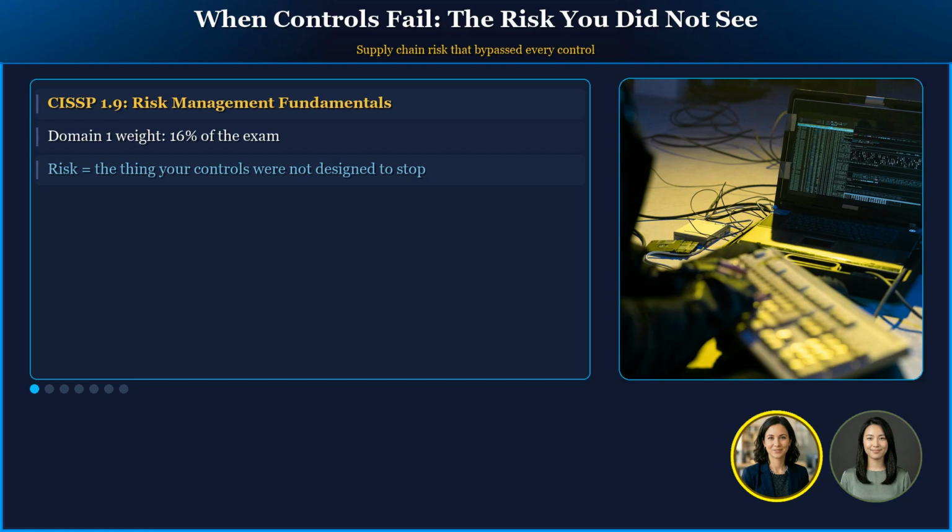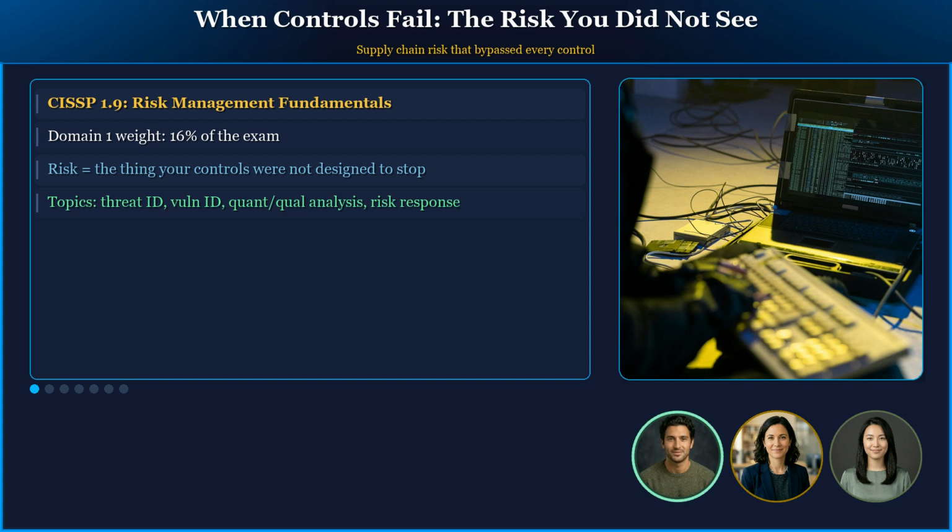That is what risk management is really about, not just the threats you know to patch, but the structured discipline of identifying, measuring, and responding to uncertainty before it becomes a breach. Welcome to CISSP 1.9. This is one of the most tested subtopics in Domain 1. Risk management underpins everything in the CISSP: Asset Security, Access Management, Architecture Decisions. Without a grip on quantitative and qualitative analysis, those other domains become harder to reason through.